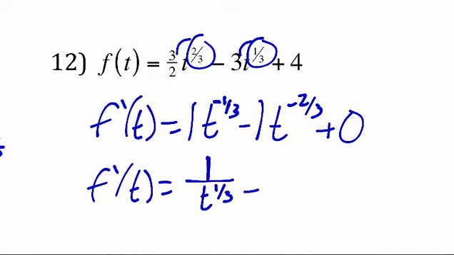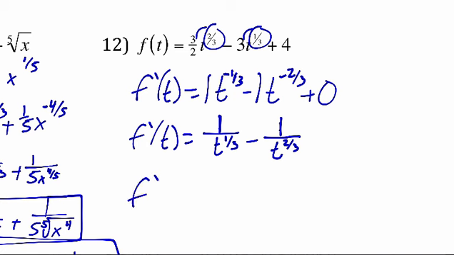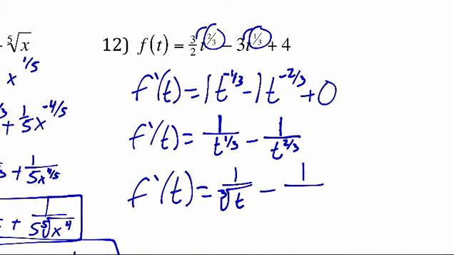Minus the next one, it's going to be the same thing. We got 1 times t to the negative 2/3, so we're going to put that exponent in the denominator, so it's going to be t to the 2/3 in the denominator. Cleaning that up just a little bit more, we got 1 over the t to the 1/3 power, which is the third root of t, minus 1 over the third root of t squared.